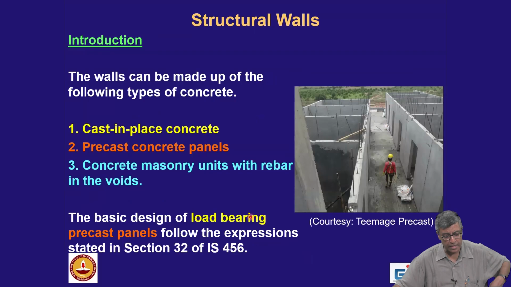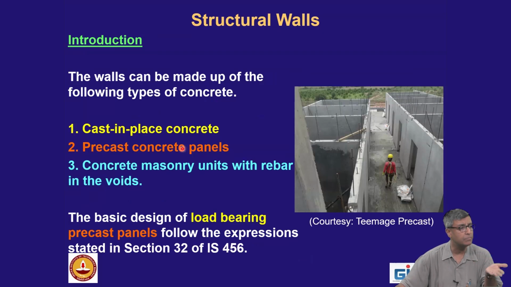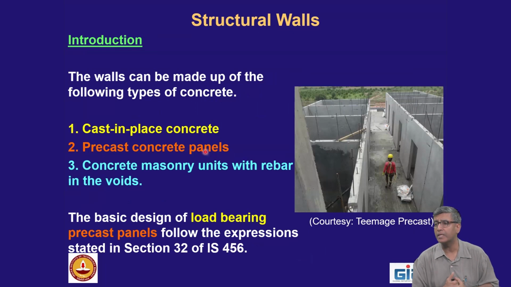Now, for a concrete shear wall, I'm showing a classification based on the method of construction. Cast in place concrete is the conventional one. But in this course, we are focusing on precast large panel systems or wall panels. And this is a photograph I took when I visited the site of the Timage precast in the Sri City. Concrete masonry units with reinforcing bars in the voids can also be used. But as I said, this is typically covered in a masonry course and not in a concrete course.